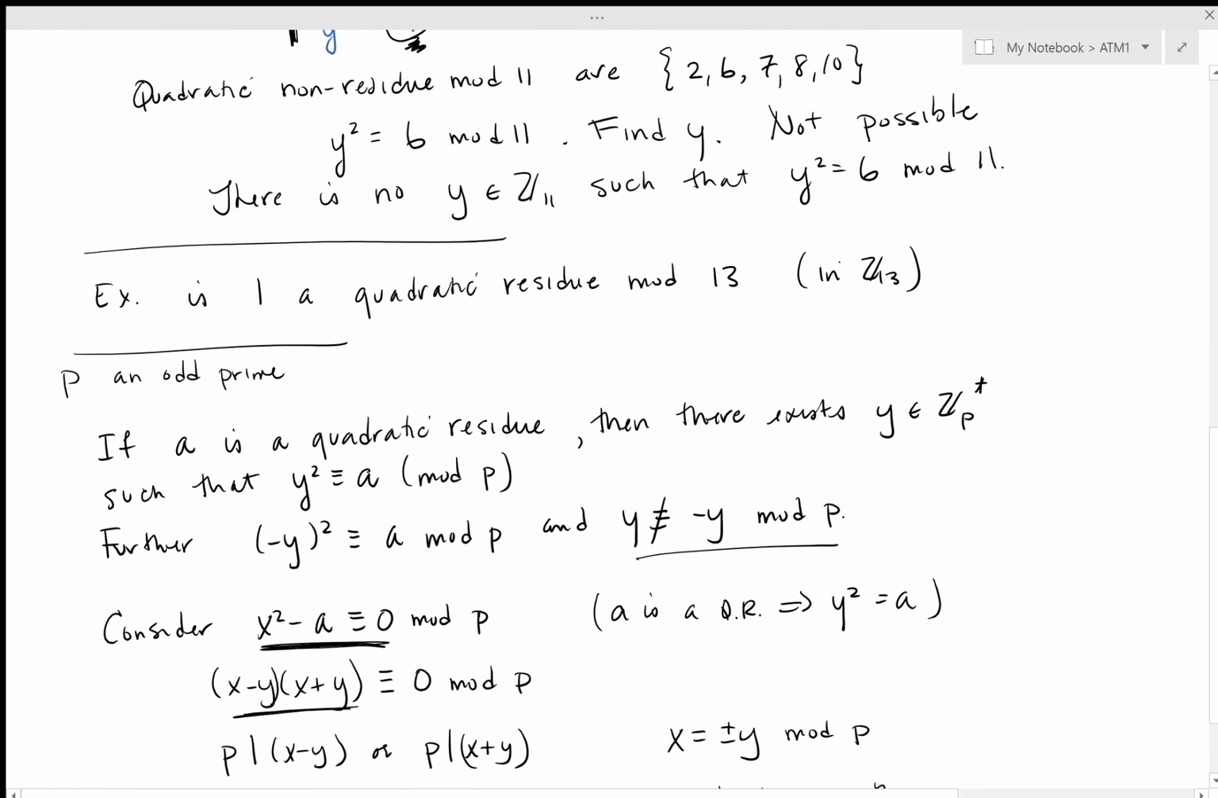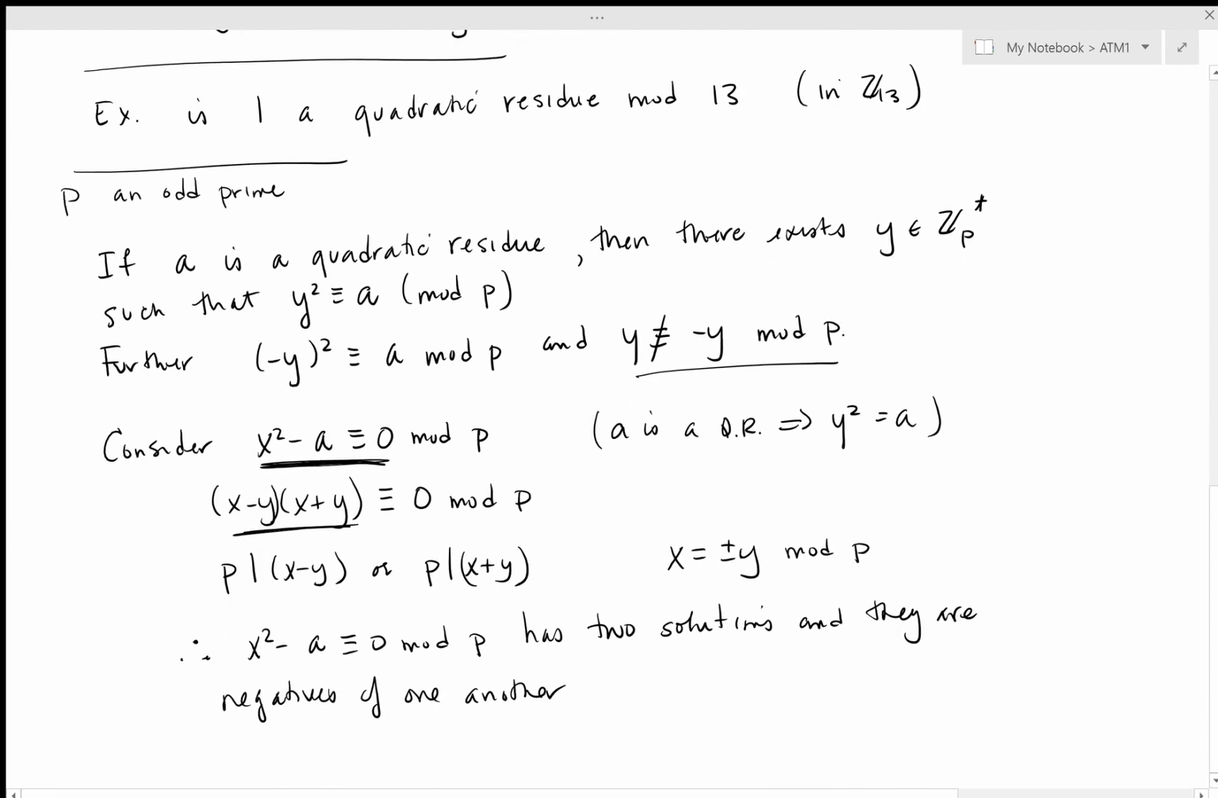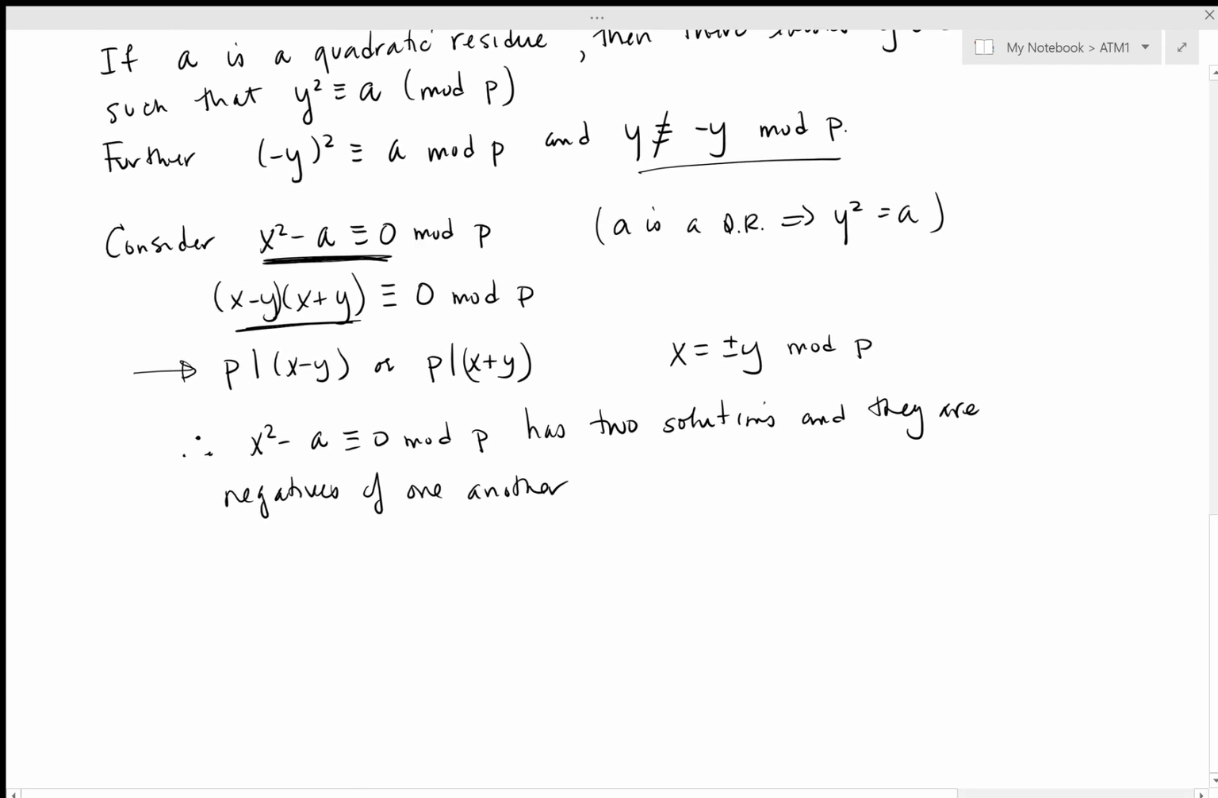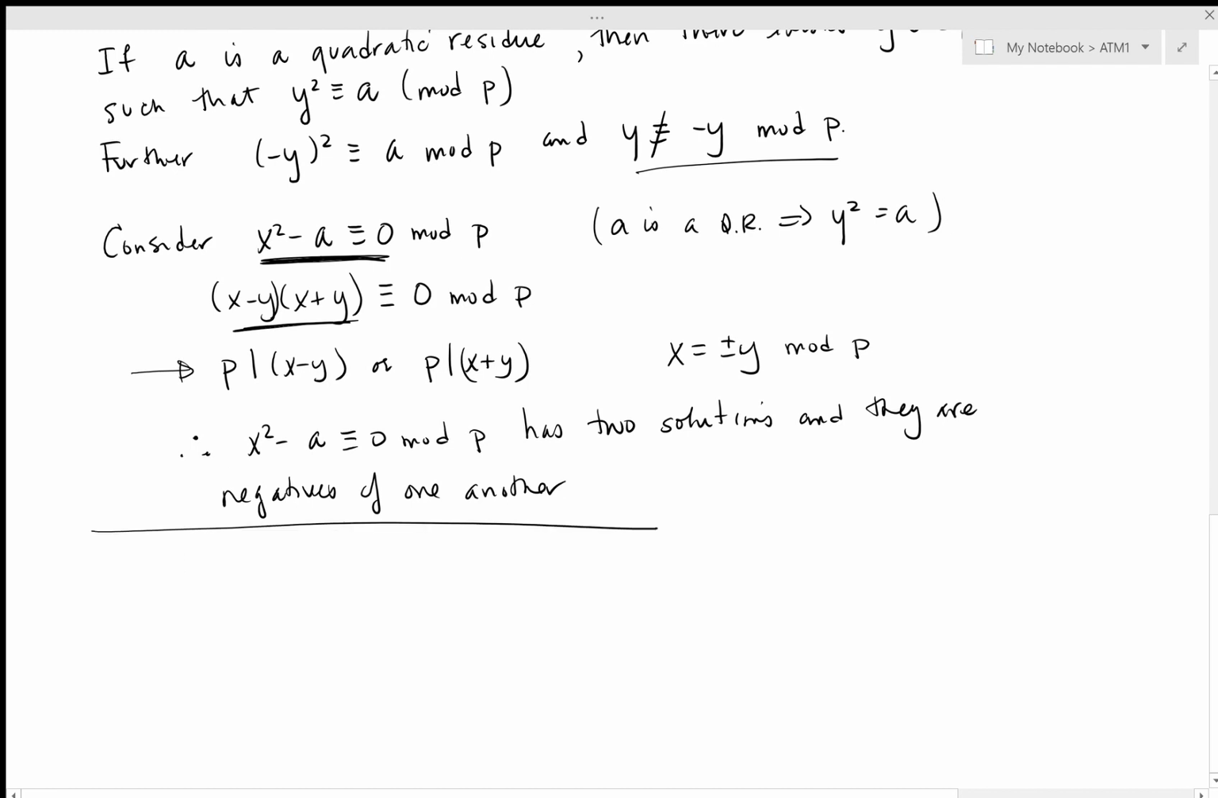So if A is a quadratic residue, then there exists some y such that y squared is equal to A. And further, it is also true that minus y squared is also congruent to A. Okay, and then we went through here by factoring and using a divisibility argument to show that that indeed is the case. Okay, so what we're going to want to do now is determine if A is a quadratic residue.